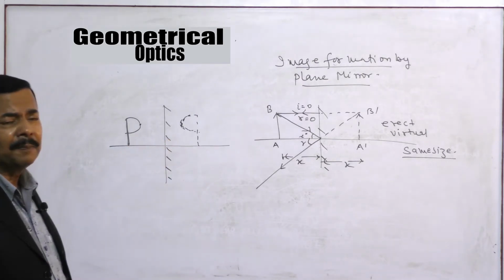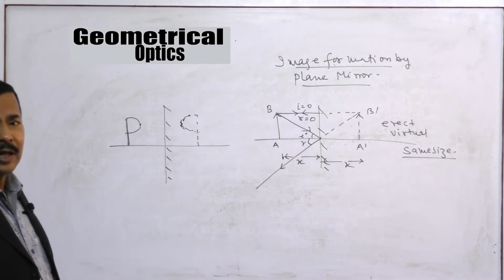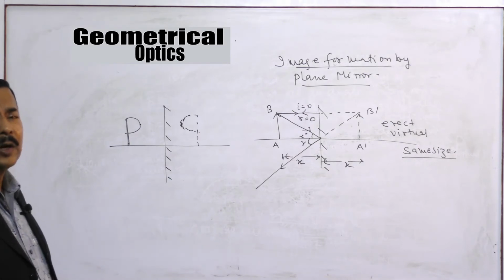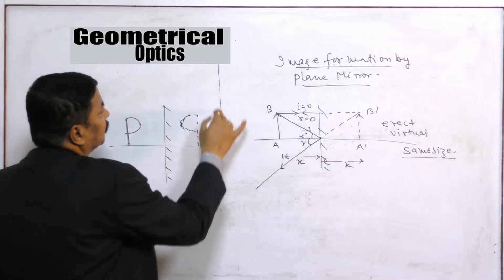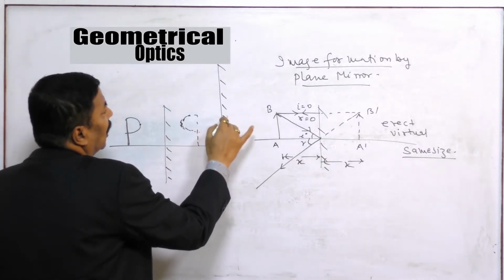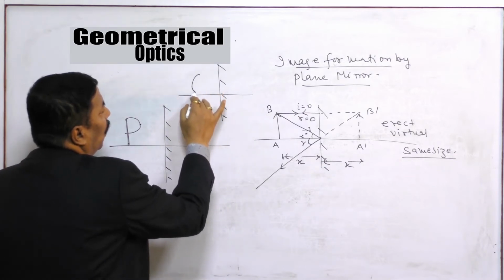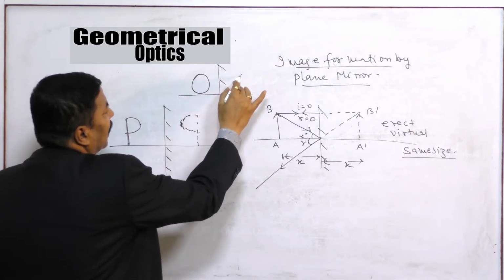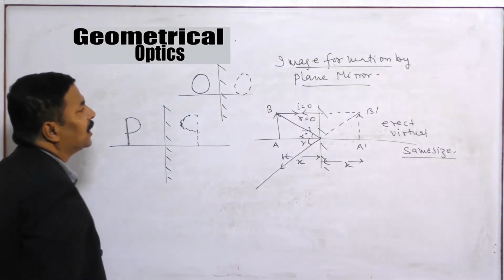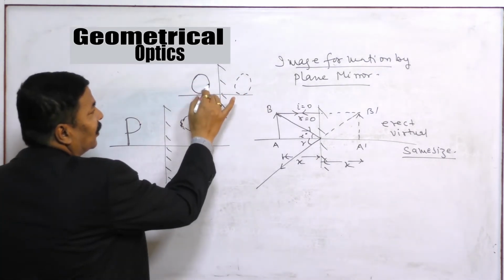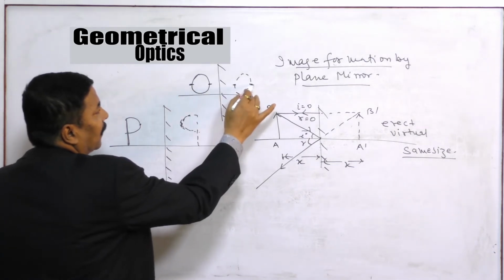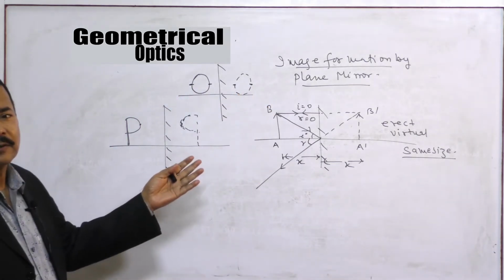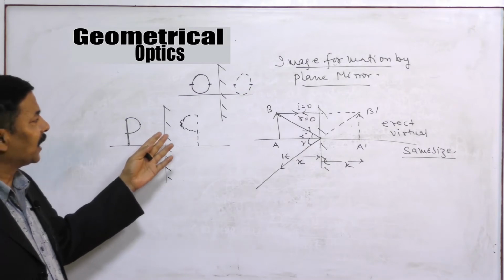What is important? The cause of this lateral inversion is that object distance must be equal to image distance. But in certain symmetrical situations, you may not observe lateral inversion. For example, if I am taking the letter O, it will have the same in this way. Only thing is that this portion is here and this portion is here. So there is no lateral inversion. So lateral inversion is basically this one.